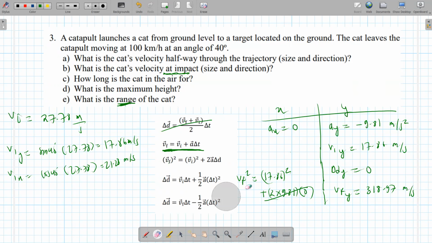Okay. So now VF is, again, you just do this one axis at a time. So that is 318.97, yeah? Okay. That is equal to VI. That is what?